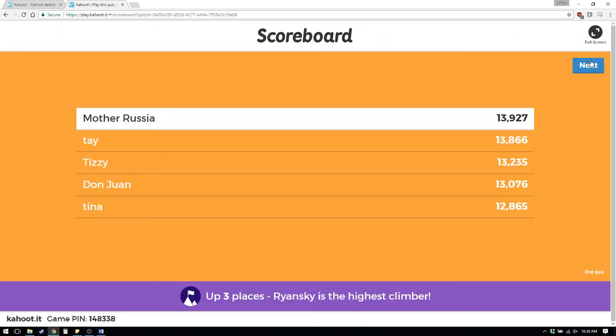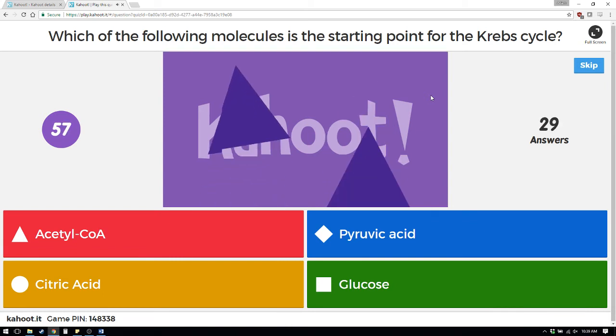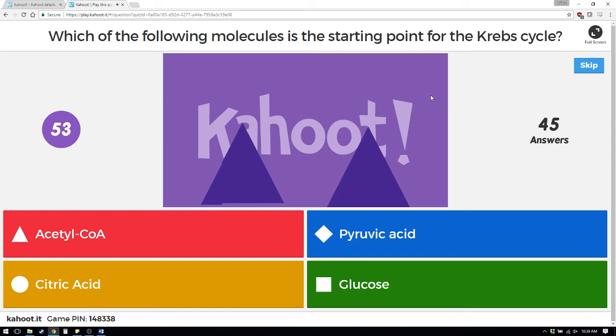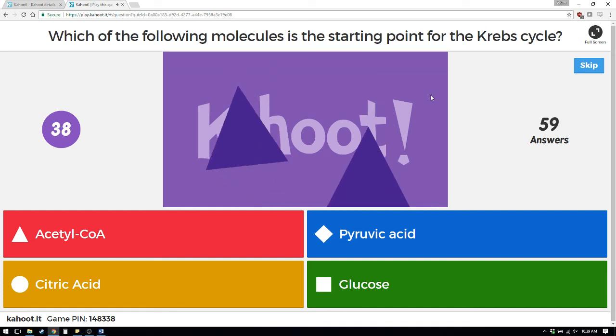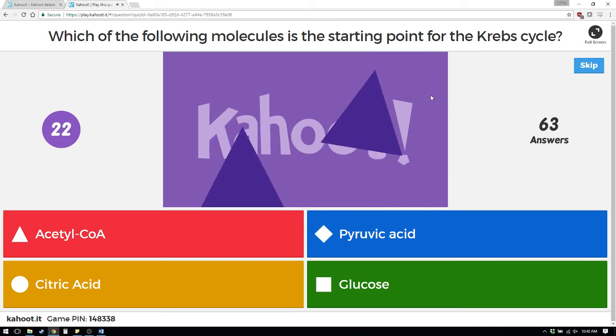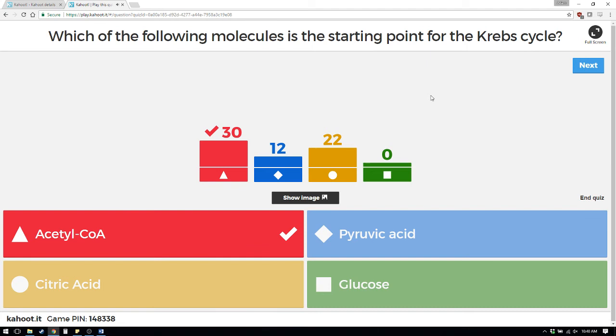Okay, moving on. Which of the following molecules is the starting point for the Krebs cycle? Acetyl-CoA, pyruvic acid, citric acid, glucose. What do we think? One more. Correct answer, acetyl-CoA.